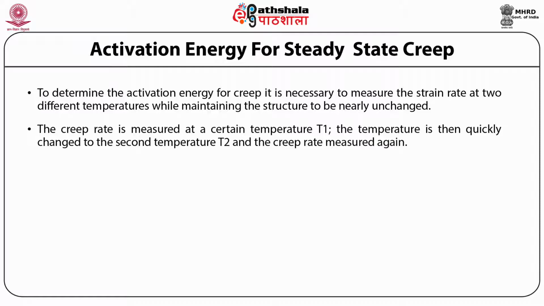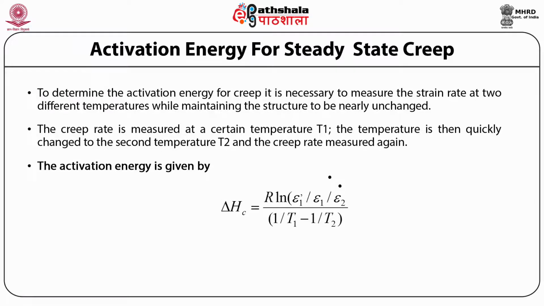The creep rate is measured at a certain temperature T1. The temperature is then quickly changed to the second temperature T2, and the creep rate measured again before any significant changes in the structure occur. So it can be shown that the activation energy for creep is then given by delta Hc equal to R multiplied by ln of epsilon 1 prime divided by epsilon 2 prime, the whole divided by 1 by T1 minus 1 by T2.